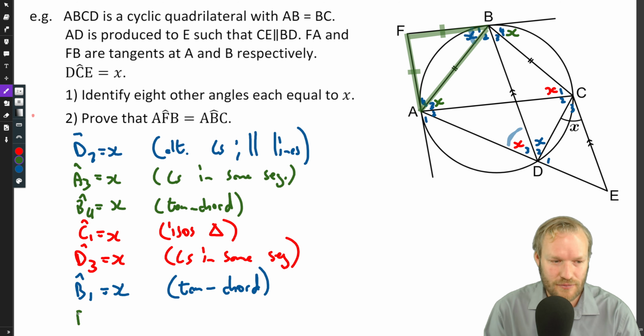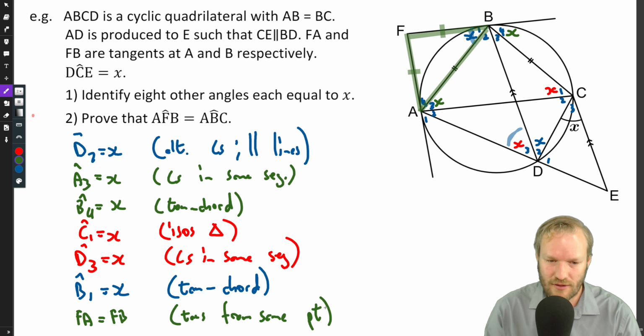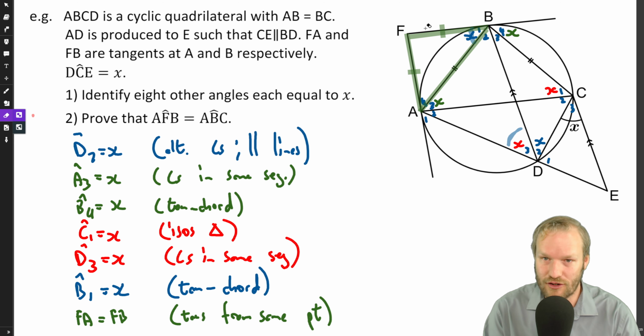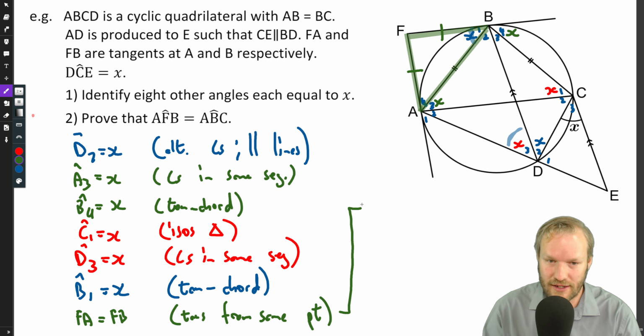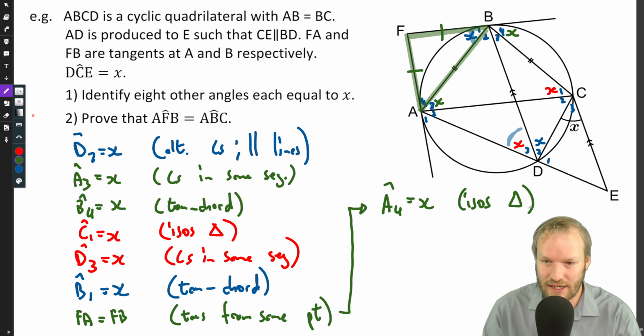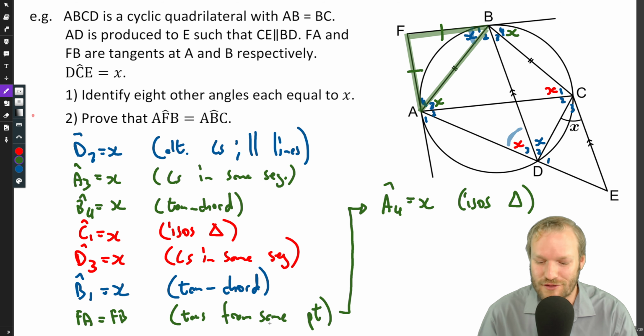So I'm going to say that FA equals FB because of tangents from the same point. Now I can use the isosceles triangle. So only because of that can I say now, because those are equal, therefore, and I'm going to go from there up to here, therefore A4 equals x because of isosceles triangle. We only know it's an isosceles triangle because of the tangents from the same point. And I've said it 3 times because it's so important. So therefore, that angle there is x.